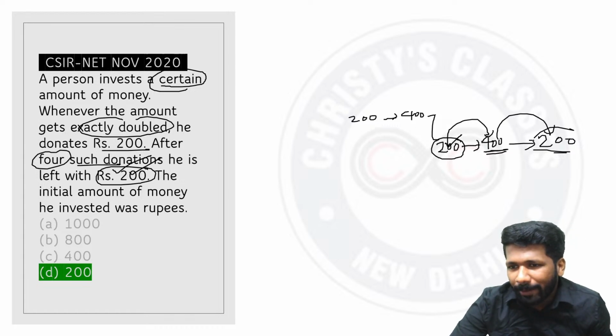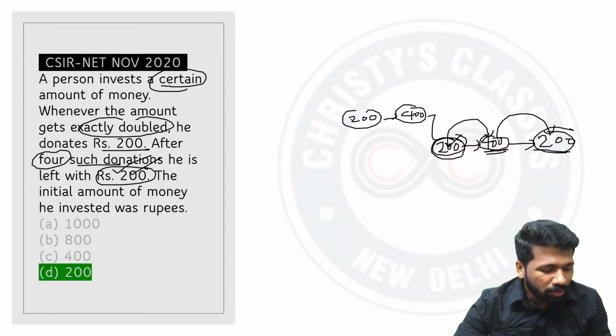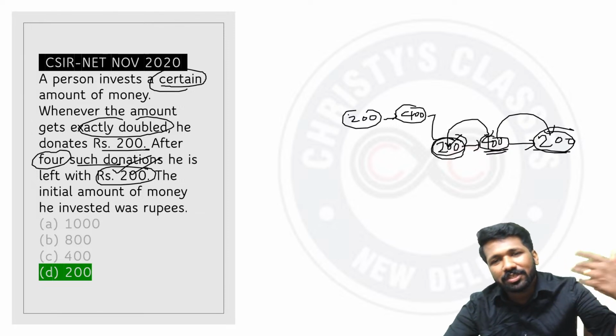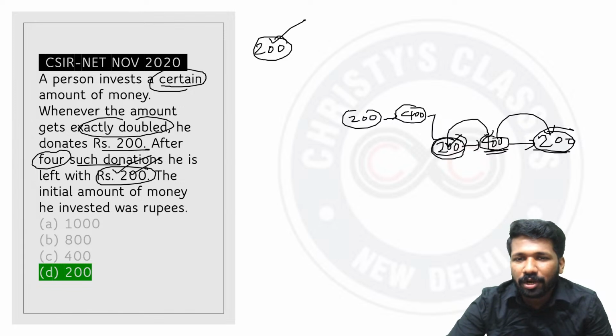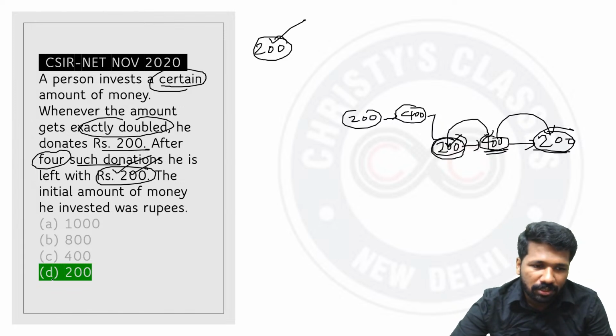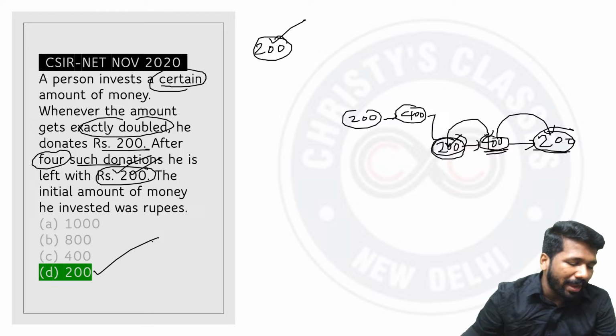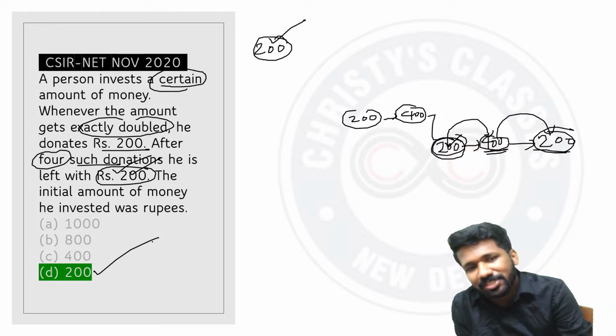And now look at the pattern. 200, 400, 200. 200, 400, 200. This will just repeat. If it was 4 donations also, 1000 donations also, the initial money will be 200 only. Are you getting the point? This is a shortcut method or backward induction method of doing this question.